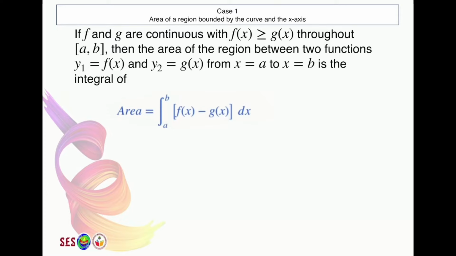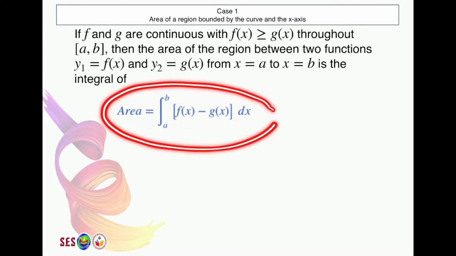Now we are going to focus on our first case, which is area of a region bounded by the curve and the x-axis. If f and g are continuous with f(x) greater than or equal to g(x) throughout the interval [a, b], then the area of the region between the two functions y1 = f(x) and y2 = g(x) from x = a to x = b is the integral from a to b of f(x) minus g(x). Okay, so this is your first formula.